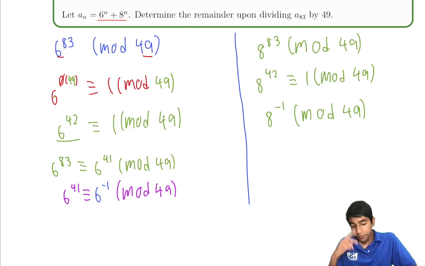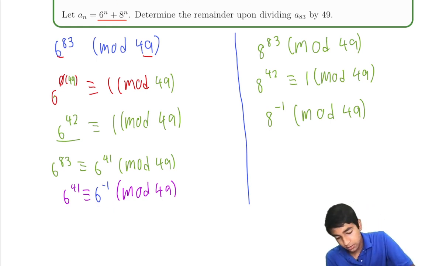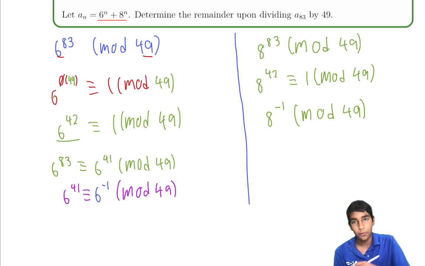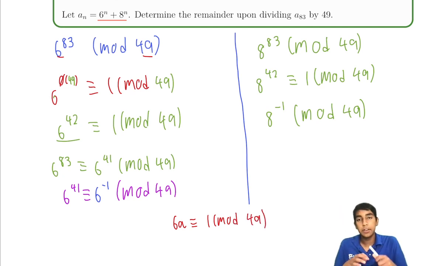So now all we have to do is find the values of the modular inverses mod 49. How do we do that? That's basically the number so that the product is 1 mod 49. So 6 times what number is 1 mod 49? Now, for most cases, the trick here would just be to guess and check. And it's usually not that bad.